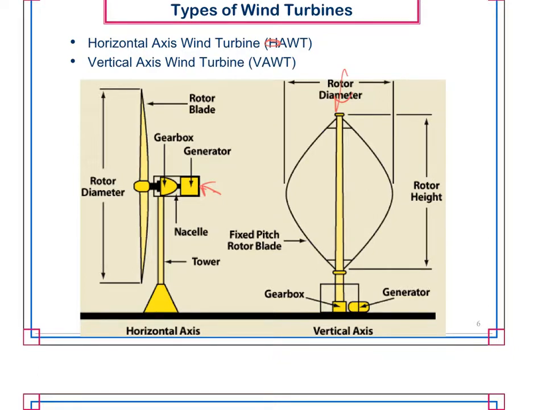You have some sort of blade structure, and here, here, here, and here, and it is rotating some sort of a shaft. This is the horizontal axis. This is the vertical axis. So the shaft is what we're talking about in terms of if it's vertical or horizontal axis.